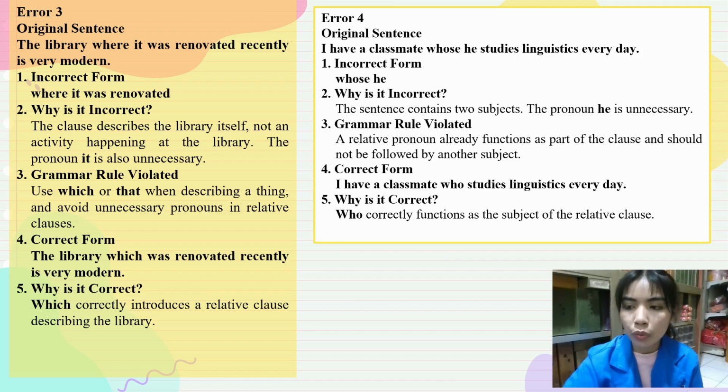On slides 3 and 4, the third sentence uses where in "was renovated," which is incorrect. The clause describes the library, which is not a place where an action happens. Therefore, which is more appropriate than where. In the fourth sentence, the part he is incorrect because the sentence contains two subjects. The pronoun he should be removed. The correct sentence is "I have a classmate who studies linguistics every day."